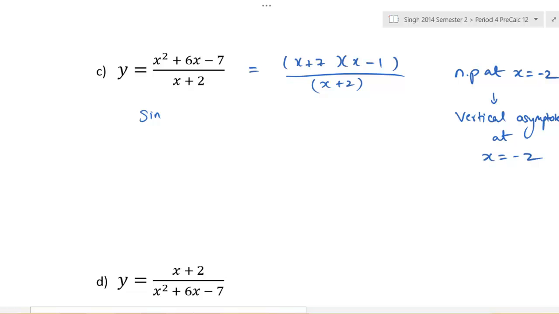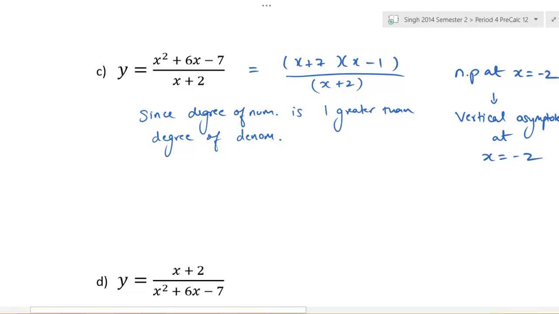Since degree of numerator is 1 greater than degree of denominator, I'm going to abbreviate with denom. There is an oblique asymptote.